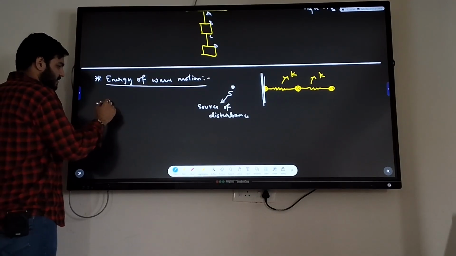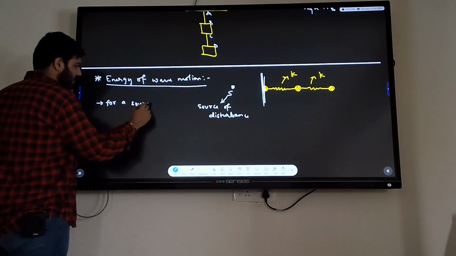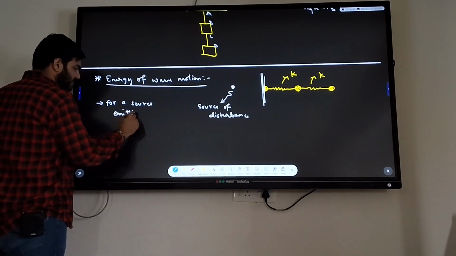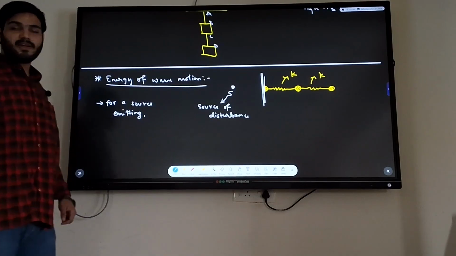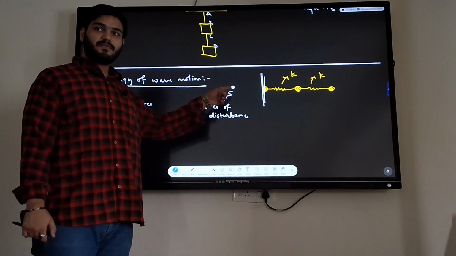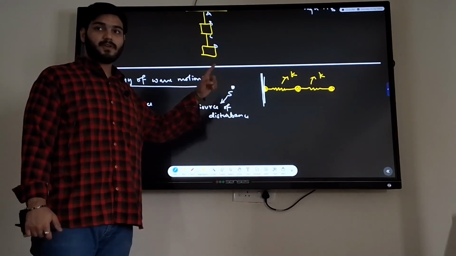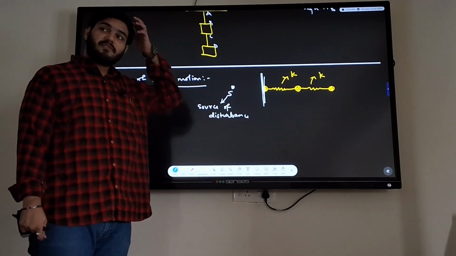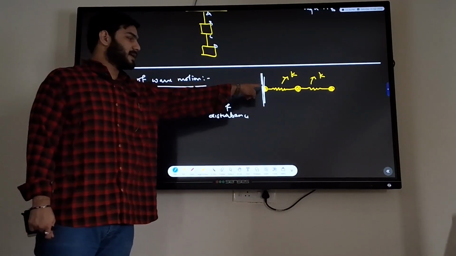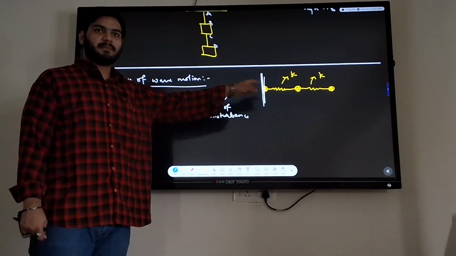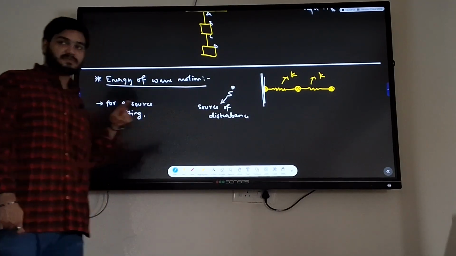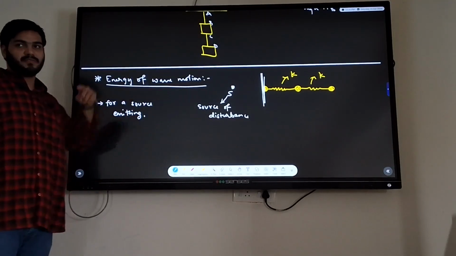Remember that I can approximate a particle to perform SHM only when the source is giving a sinusoidal wave, not for all kinds of waves. Maybe you can have a wave function which is e to the power something. That will not result in a particle performing SHM. That may be some other type of oscillation, but not SHM. So SHM is very special, only to a sinusoidal wave.